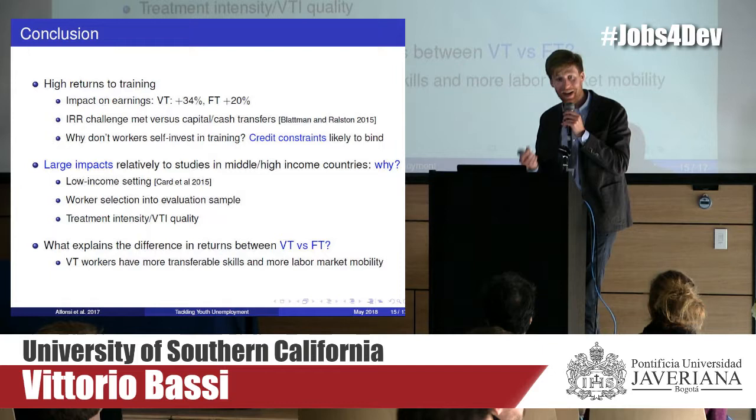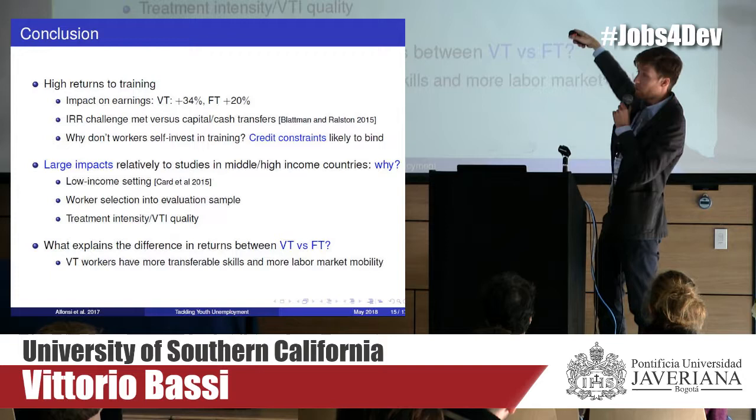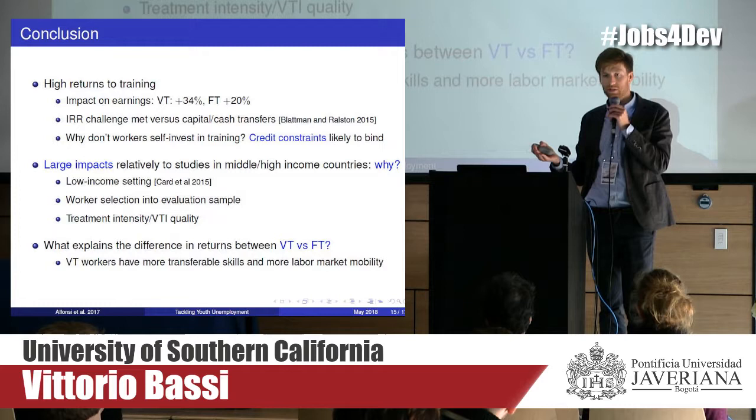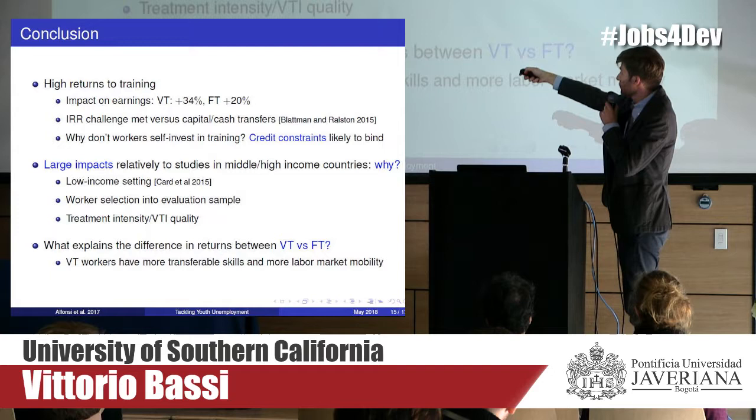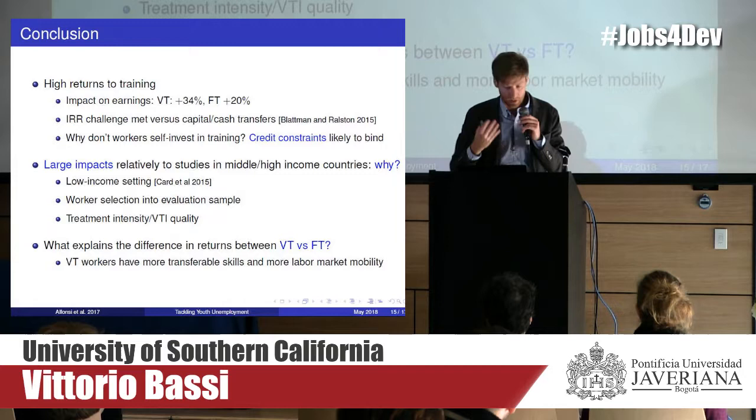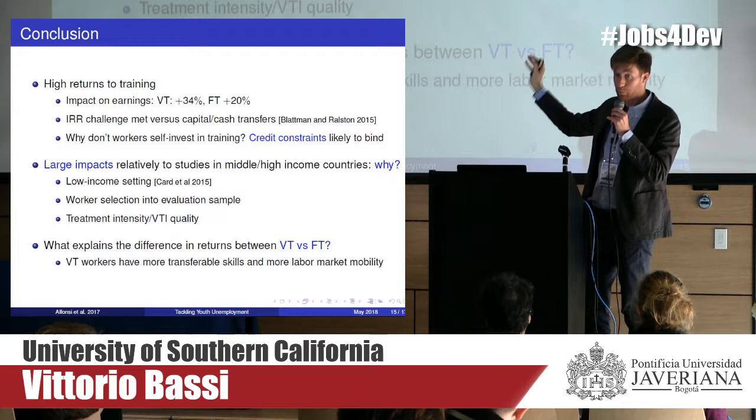Now, why do we document large effects? We have a 34% increase in earnings, and relative to the literature on training programs anywhere in the world, this is among the highest returns ever documented. So why is this? Well, again, I said this is one of the very first studies that extends this to low-income settings where the returns to these kinds of skills might just be higher. And also, again, I pointed to the selection of workers into the experiment. These are poor but highly motivated workers. So we're bringing into employment workers that want to get trained.